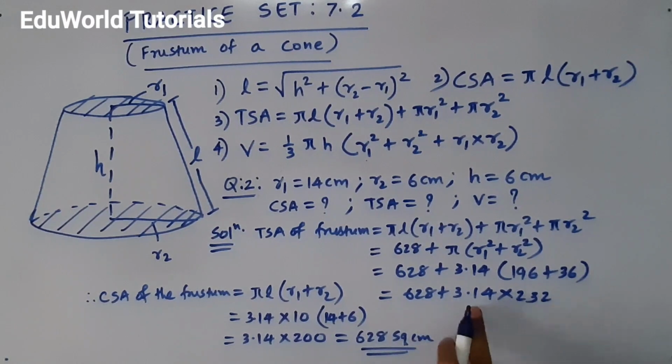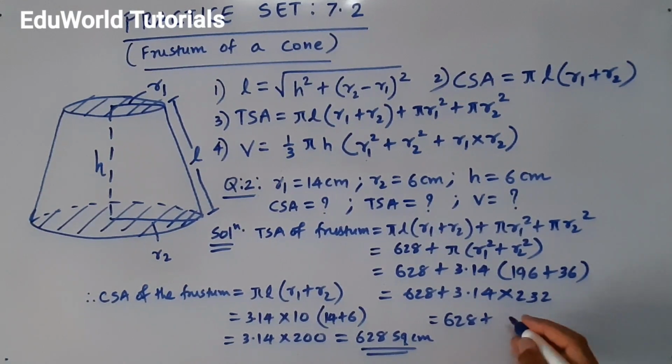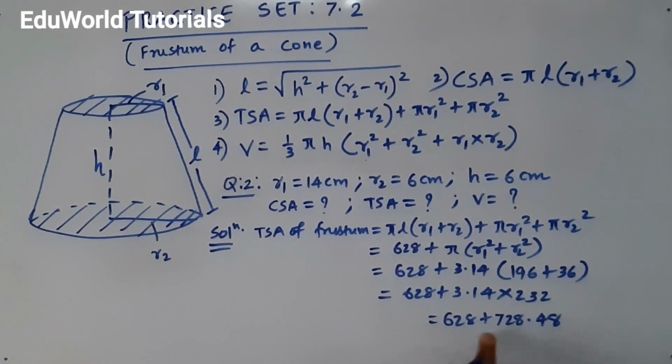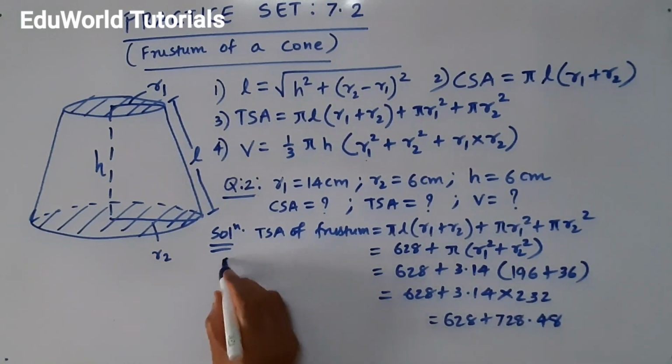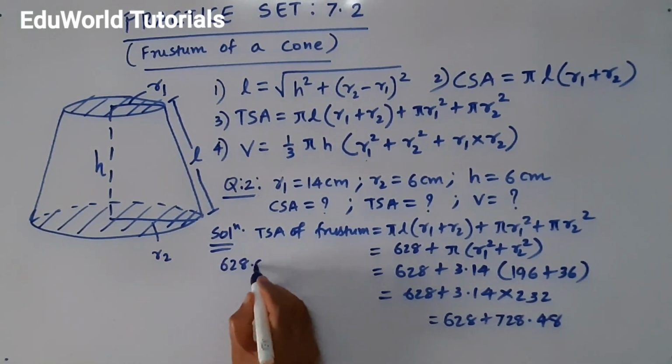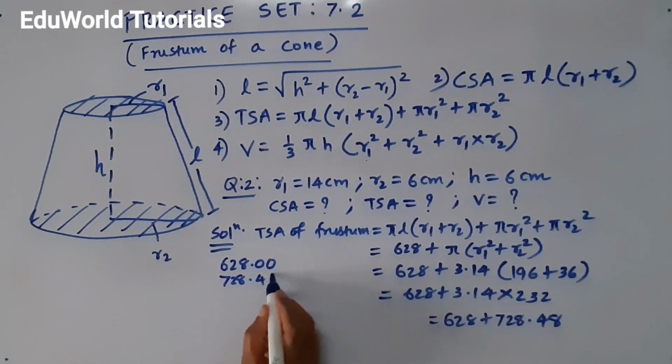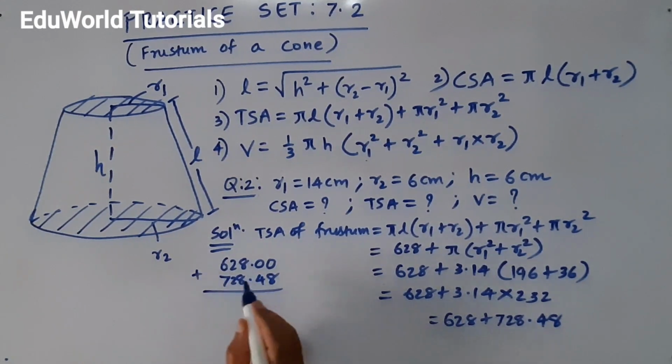I have to multiply 3.14 with 232, so 628 plus multiplying these two. Okay, we will multiply it. What is the product? The product is 728.48. And then I have to add this number, 628.00, and 728.48. The sum of these two numbers is our answer.